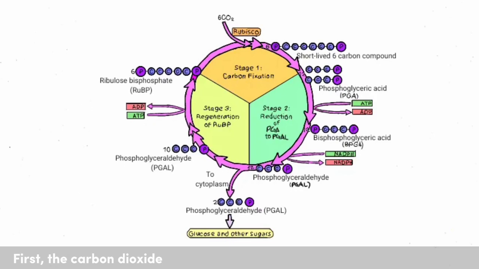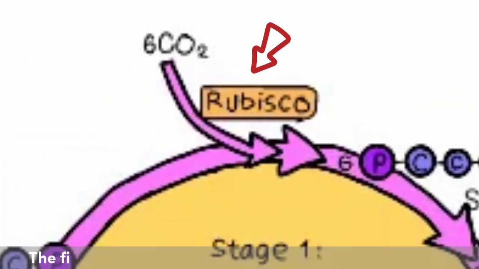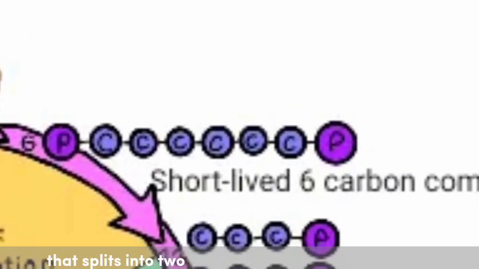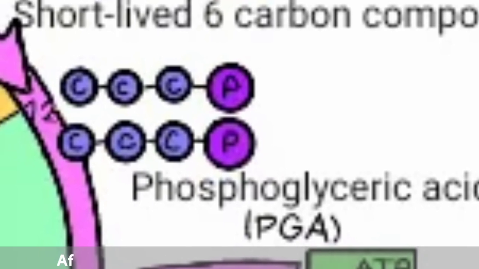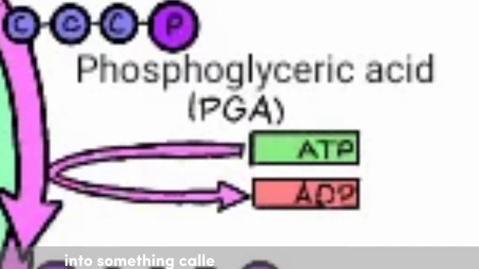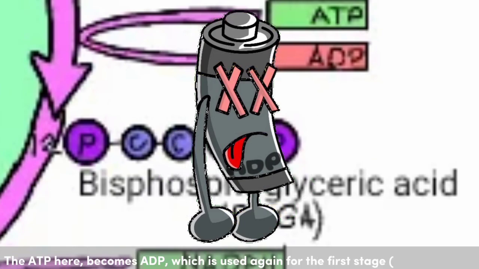First, the carbon dioxide is fixated with ribulose bisphosphate, or Rubisco. The fixation will produce an unstable 6-carbon compound that splits into 2 phosphoglyceric acid molecules. After that, the energy of ATP is used to turn PGA into something called bisphosphoglyceric acid. The ATP here becomes ADP, which is used again for the first stage.